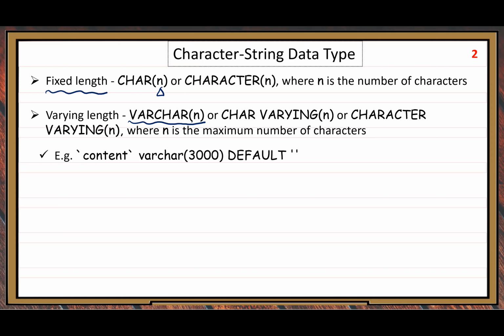Look at this example: content. Sometimes we want to enter some content. For example, for math problems, I want to create a table to store math problems, so I need to store the content of the problem. Then I need to consider how many characters should be enough for the content field. Here I set 3,000 characters.